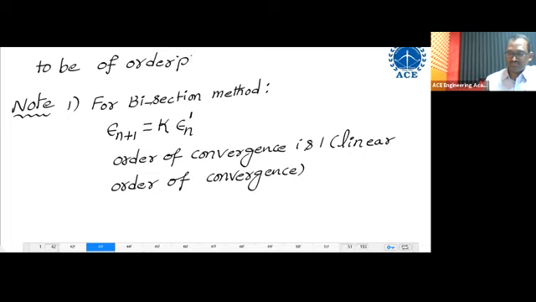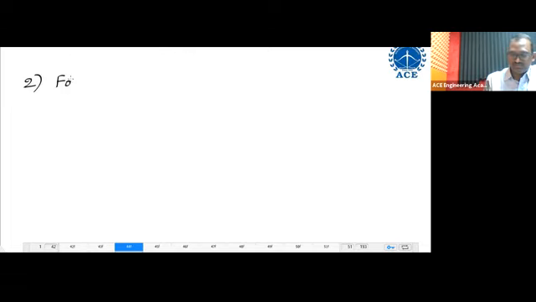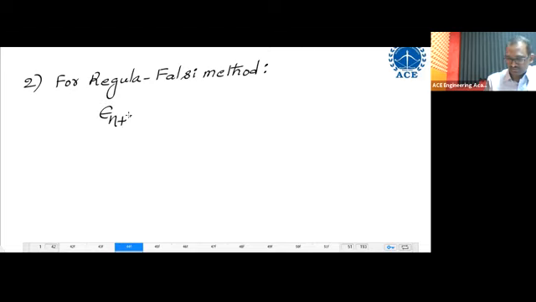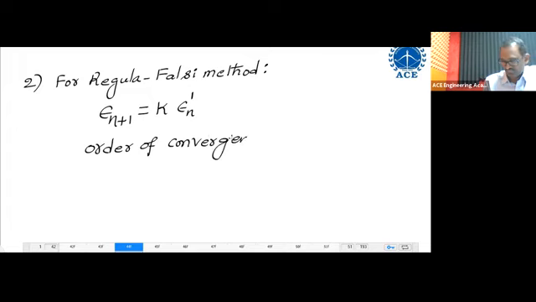Next. For the regula falsi method, error value at n plus 1th approximation is equal to k into error value at nth approximation power 1. So order of convergence is also 1. One means linear.